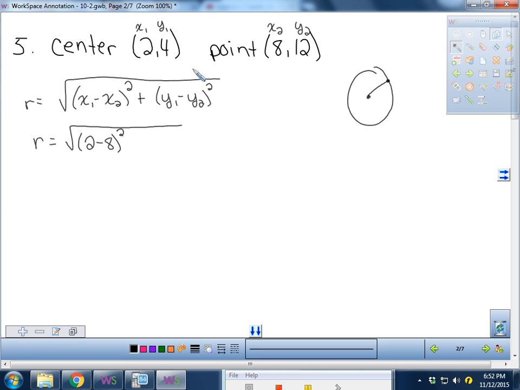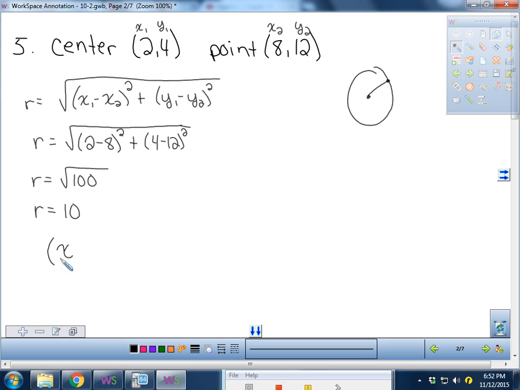So I subtract the x's and square those, plus now I'm going to subtract the y's, 4 minus 12 squared. You can just plug that underneath part in your calculator. You're going to get 100, and if you square root 100, you get 10. So your radius is 10. Your center is 2, 4.